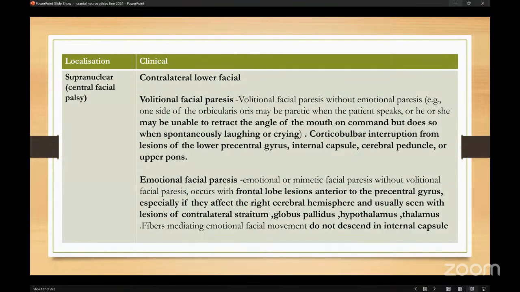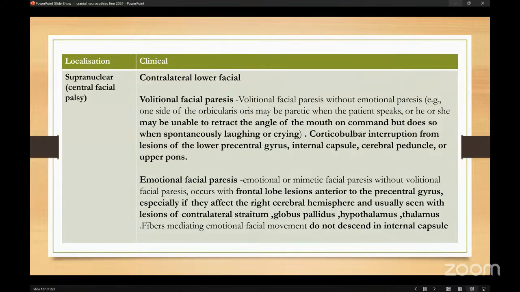So facial palsy, everybody is able to understand now. Supranuclear facial palsy gives contralateral lower facial involvement. And you have to understand what is emotional facial paralysis and what is volitional facial paralysis. In volitional, if you ask the patient to smile, you can notice there is retraction of the angle of the mouth and a deviation of the angle of the mouth on command. And when the patient is crying or laughing, both sides of the smile are normal.